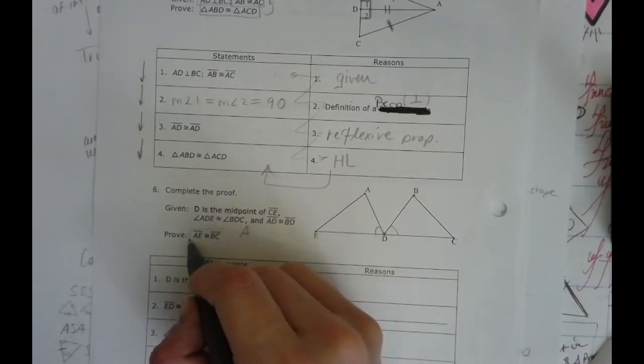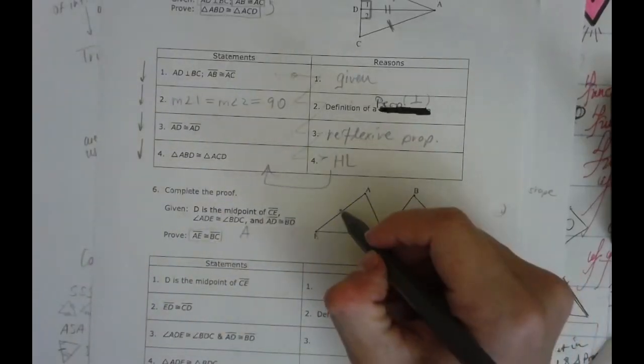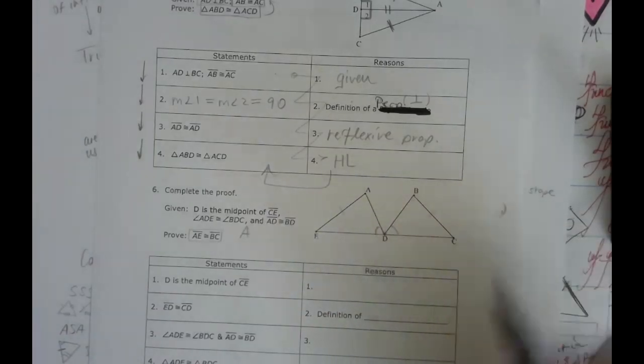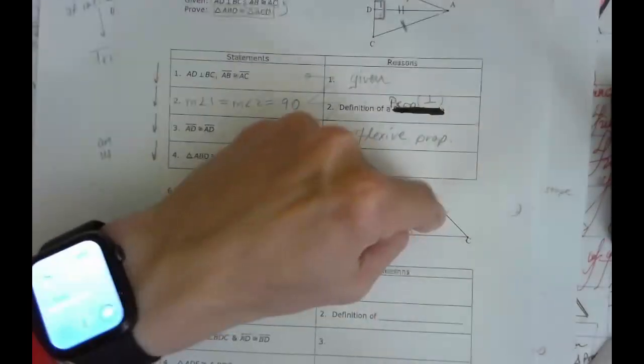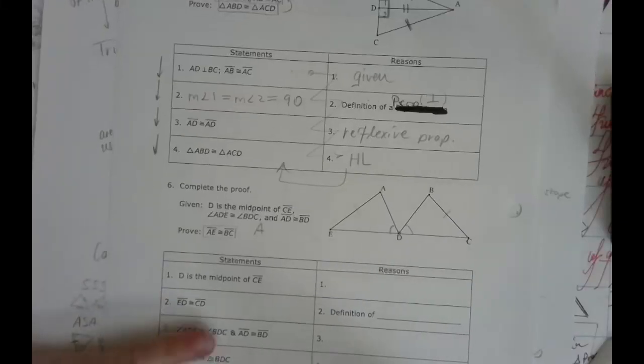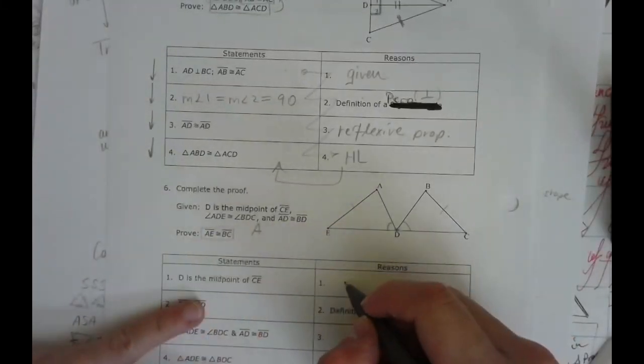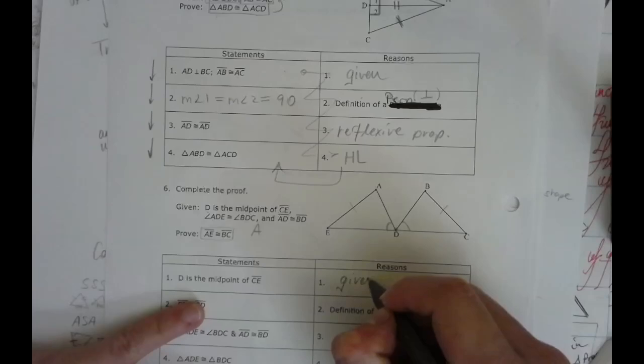We want to prove AE is congruent to BC. So we want to show, I'm going to draw this faintly because I'm trying to show that, I want to show this side is the same as that side. I'm not there yet. I got to get there. So D is the midpoint of CE. That was given to us. So in the blank, I write given. We already knew that. It was given to us.